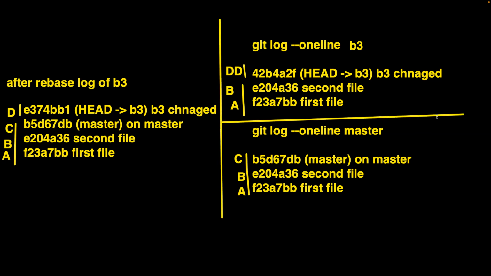This is the log of master. I'm trying to get C into this branch. Okay, I'm merging this way from master to B3, which means C should come into B3. Yes, C came into B3, but C is not added like a topmost commit. Rather, it was added in between.